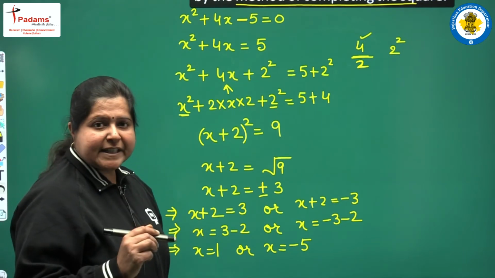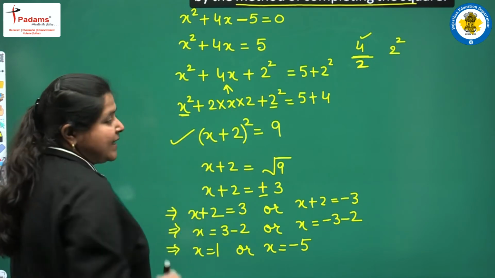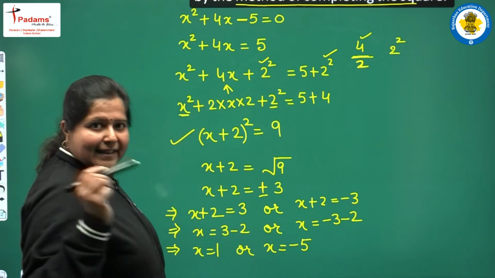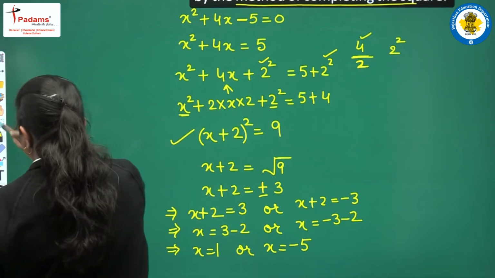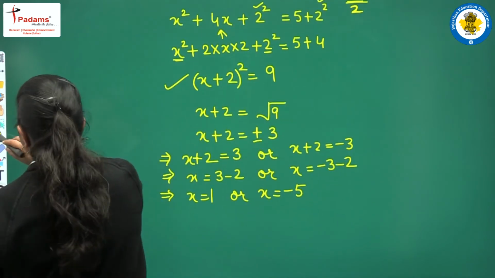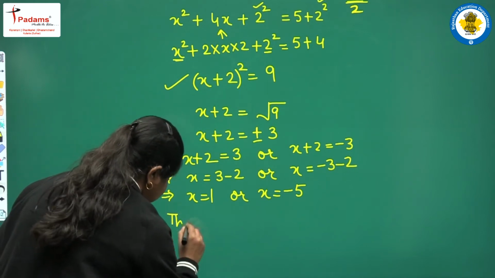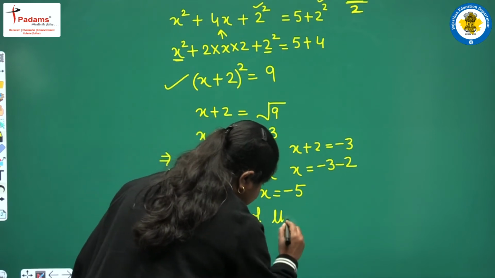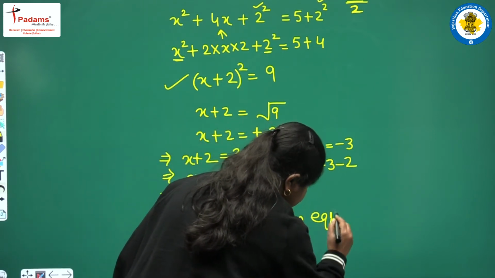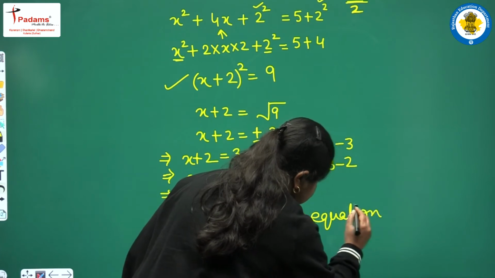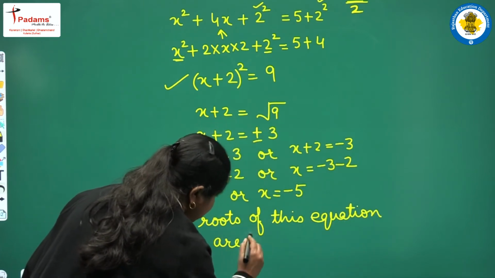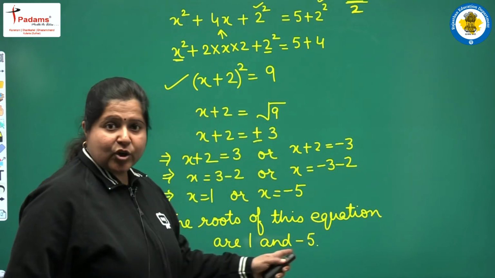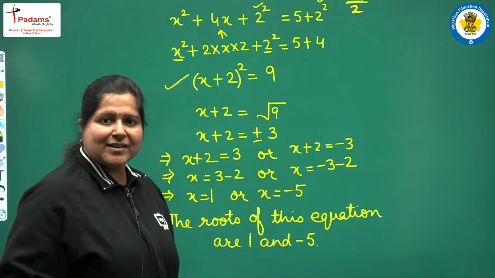And where have we completed the square? In this step, as you can see, by adding 2 square on both sides. Getting the point here? We can write the final answer here. The roots of this equation are 1 and minus 5. Okay, and you can check your answer by placing these values in the equation given.